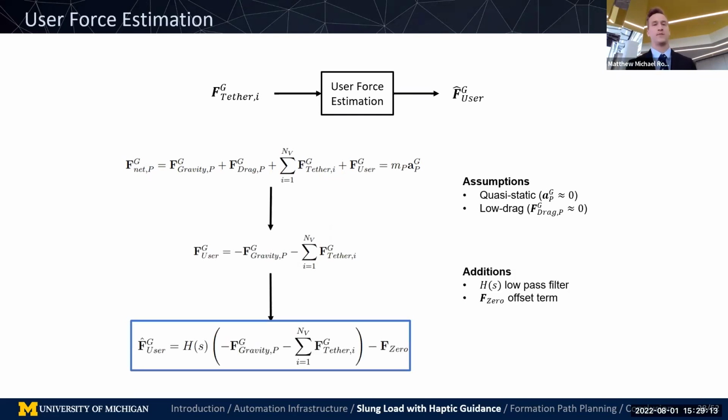We apply a low-pass filter, and use an offset term such that we can account for unmodeled biases and errors in real time. This F0 is set from the ground control station such that right before the user approaches the system, we can zero it out, such that all the applied force is what the user is applying to the system, as opposed to errors in the system.